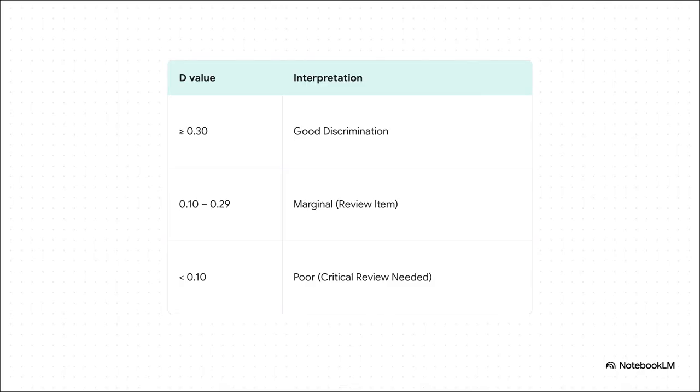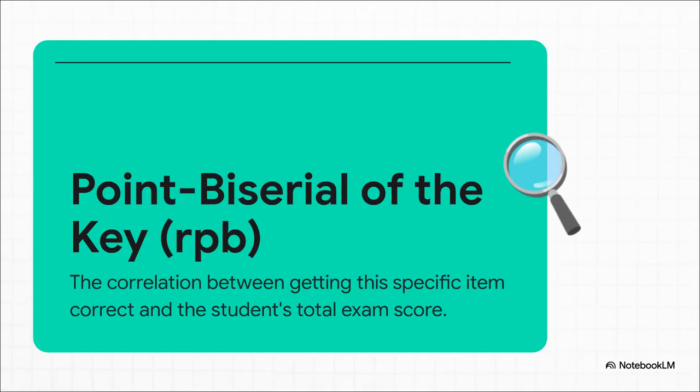And here's our goal. We're aiming for a D value of 0.30 or higher. That tells you, hey, this question is doing its job. If you see a value below 0.10 or even worse, a negative number, Houston, we have a problem. That means the question might actually be favoring your lower performing students, which is a major diagnostic concern we need to address.